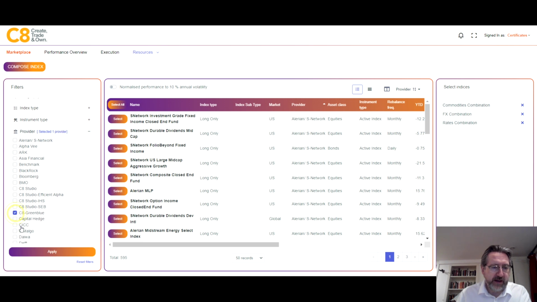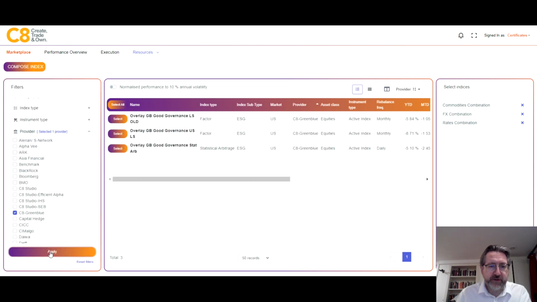let's look at the good governance risk premia. And this is an idea where well-governed stocks will tend to outperform less well-governed stocks, which I think is probably not a very contentious statement. So there we go, let's add that one in.